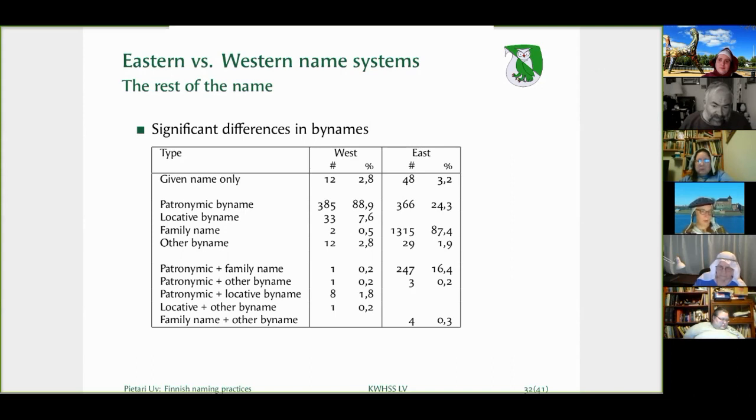On the other hand, the Eastern dataset has about as many family names as the Western one has patronymics. So that seems to be the common way to refer to people in the East.